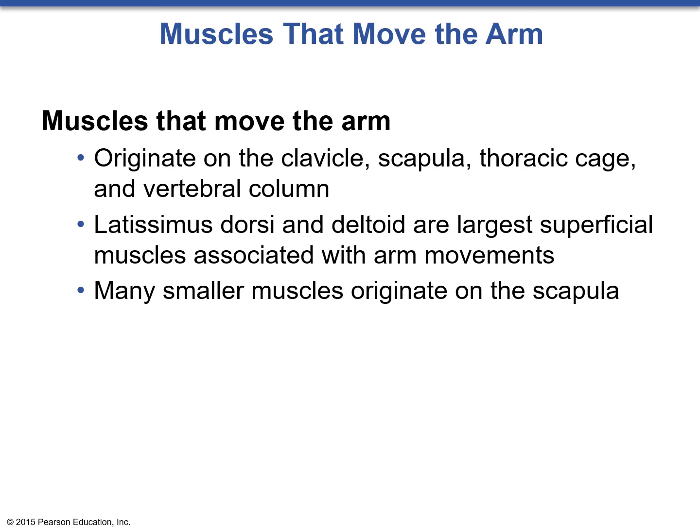So this is moving down from the pectoral girdle and looking at some of the muscles of the upper arm that extend down to the elbow. These are going to originate on the clavicle, scapula, and thoracic cage. The latissimus dorsi and deltoid are the largest superficial muscles associated with arm movement. Many small muscles are going to originate on the scapula. Let's take a look at some of these.